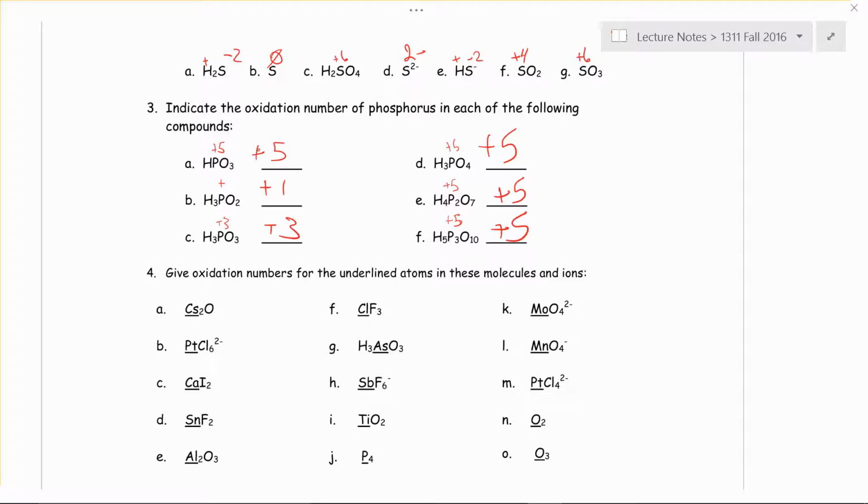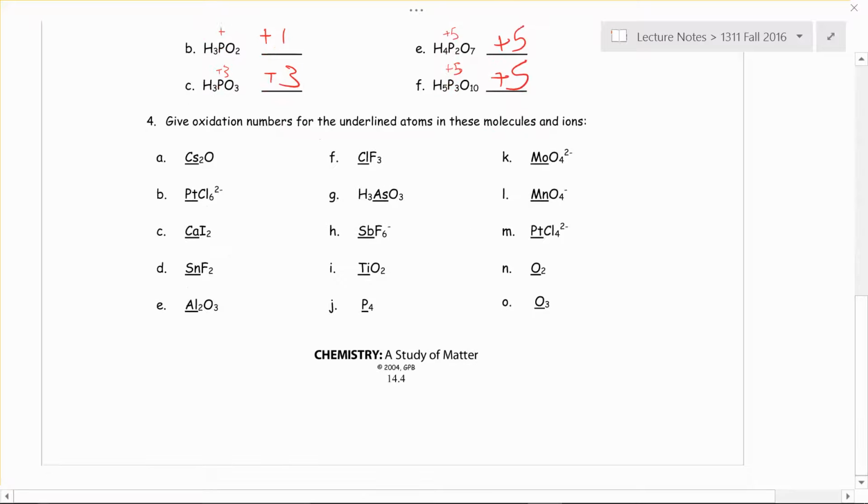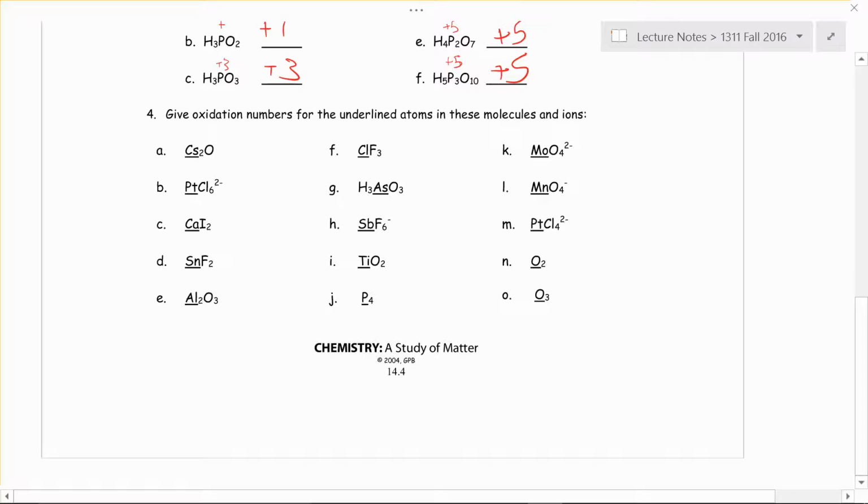Okay, does anybody need me to go over any of these? Are you getting those numbers? If you're not, let me help you. We're okay? All right, so let's look at this last page. This last section, excuse me.